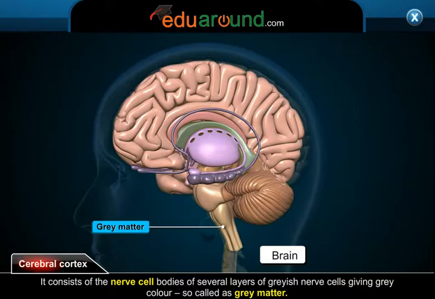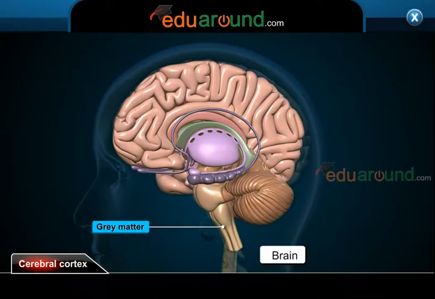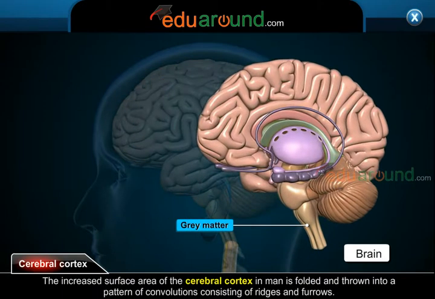Cerebral cortex. It consists of the nerve cell bodies of several layers of greyish nerve cells giving grey color, so called as grey matter. The increased surface area of the cerebral cortex in man is folded and thrown into a pattern of convolutions consisting of ridges and furrows.